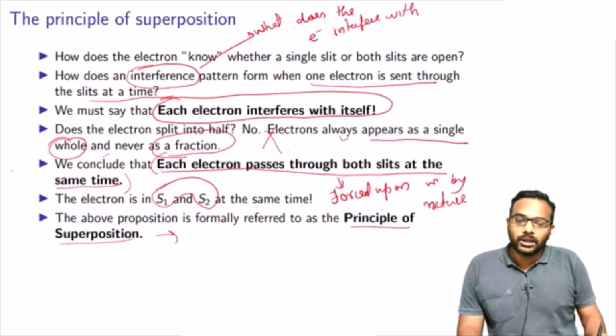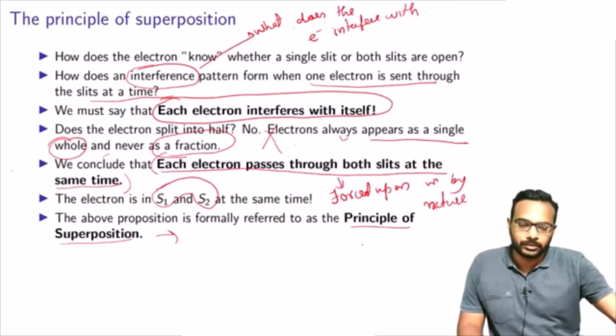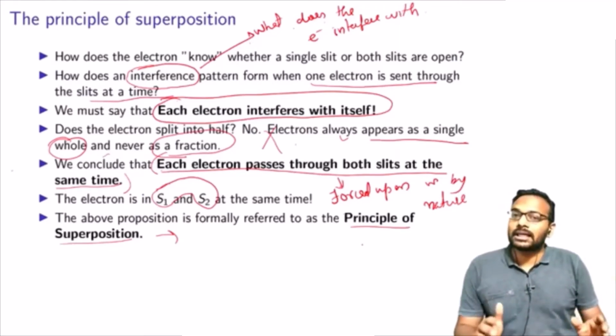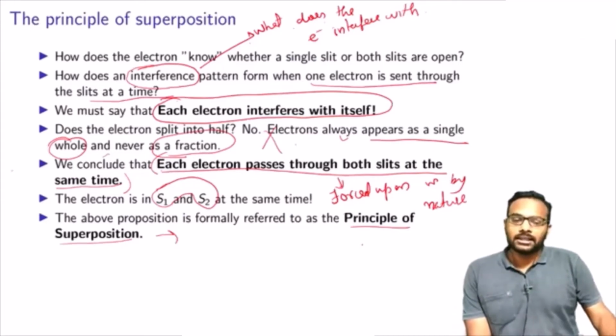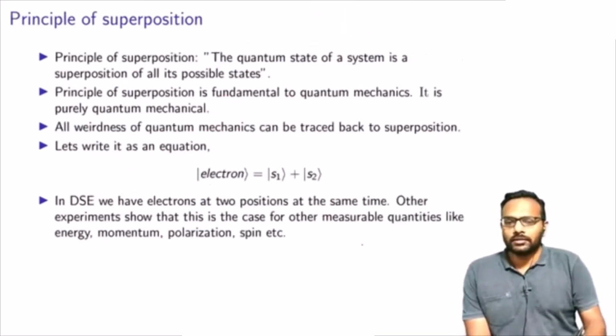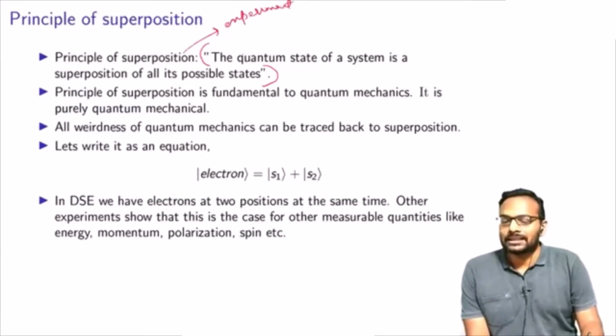This is the only way we can make sense of the double slit experiment or all the subatomic experiments. People tried to avoid this conclusion, but they saw that this is the only consistent way in which we can formulate the theory of subatomic particles. So this is what we call the principle of superposition. We'll formalize it a little bit. The principle of superposition that we concluded from experiment, from the double slit experiment, is that the electron actually exists in two places at the same time.